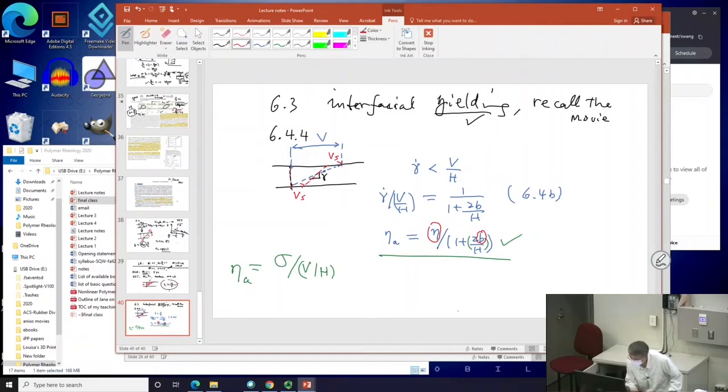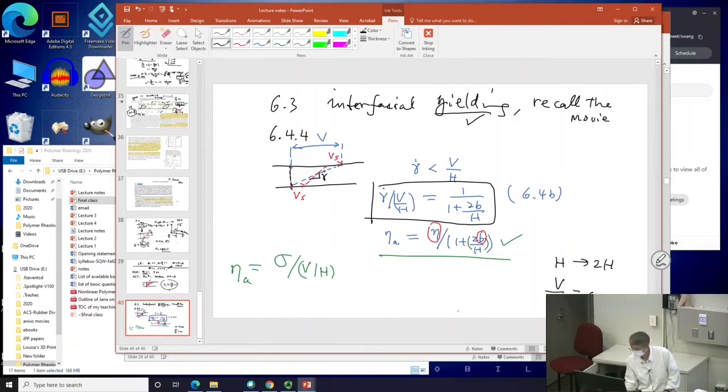So you can proceed. This expression, of course, is universal. Suppose I double my gap. I change from H to 2H, okay, by keeping V over H the same. What will happen? According to this expression, if B doesn't change, H doubled, so this quantity becomes smaller, and therefore this whole quantity becomes larger. So the shear rate will be larger, yeah?